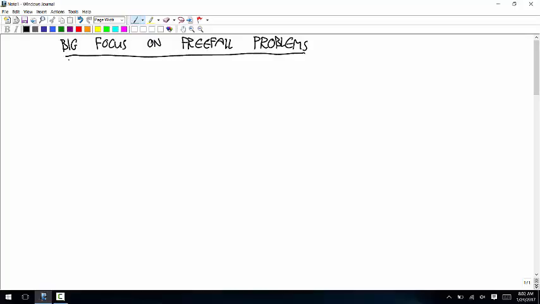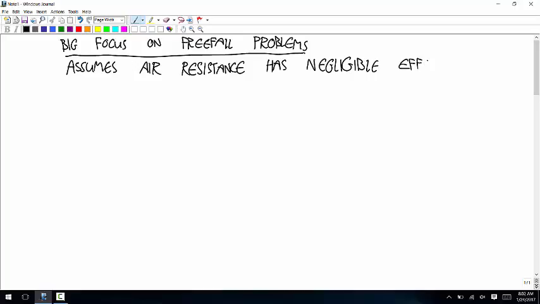And to use the approach for free fall, it assumes that there's no significant air resistance. It assumes air resistance is negligible, or air resistance has a negligible effect on the motion. And so it's always a good idea to keep in mind when that assumption is reasonable and when it's not.